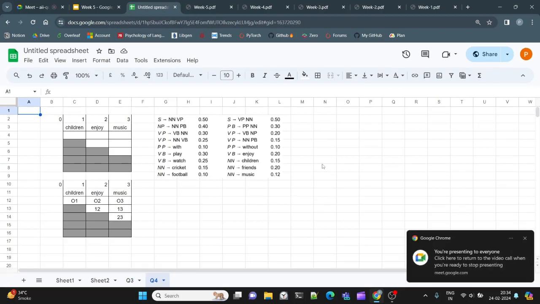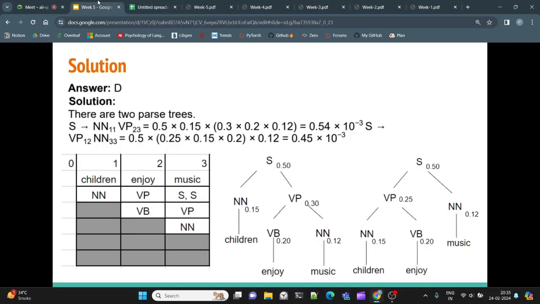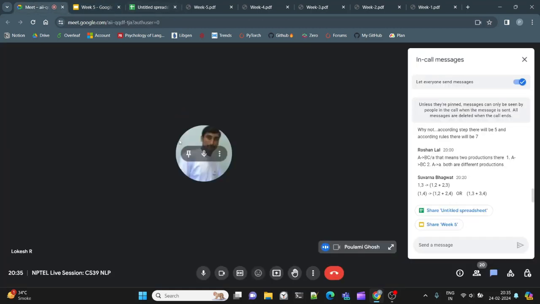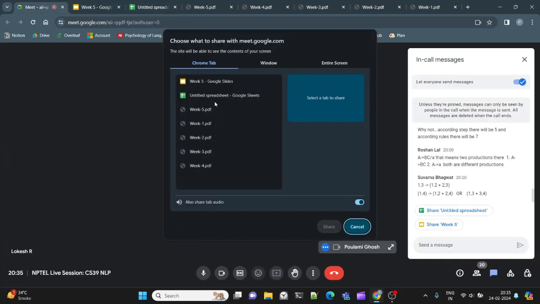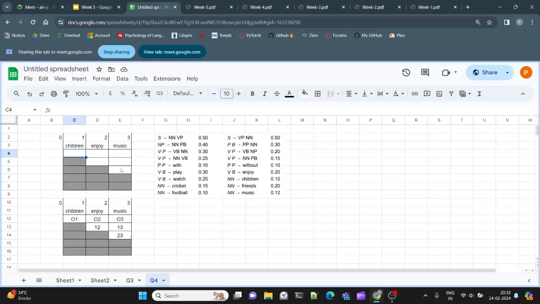Okay, so this would be the CKY algorithm. Let's be a little bit quick this time. Nothing shared? Oh, it's not shared. Sorry about that. Yes, hope it's shared now.